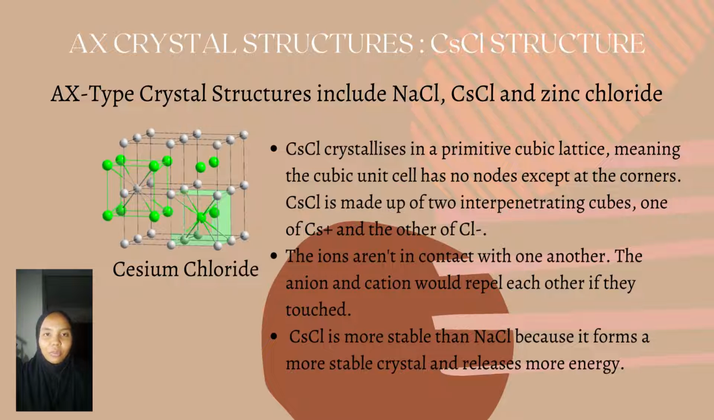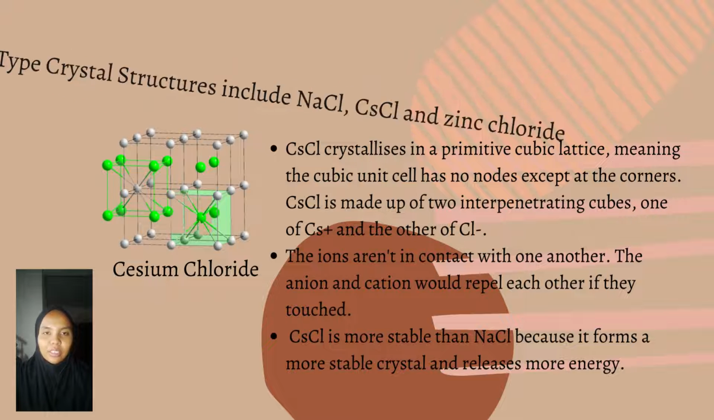CsCl is made up of two interpenetrating cubes of Cs+ and Cl-. The ions are in contact with one another. The anion and cation would repel each other if they touch. Calcium chloride is more stable than sodium chloride because it forms a more stable crystal and releases more energy.